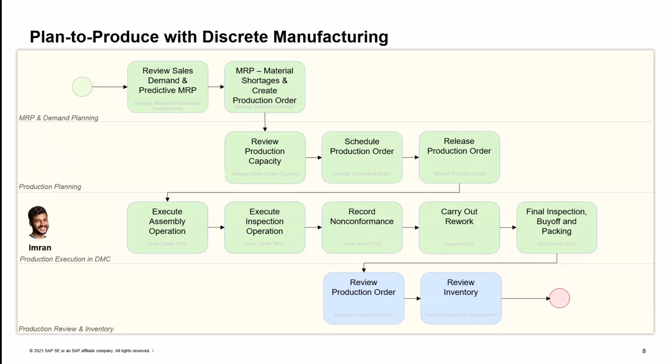Now Im runs on the shop floor, and he will go into the DMC, Digital Manufacturing Cloud, and start by executing the assembly operation, followed by the inspection. In that, he will end up recording a non-conformance, which will create a rework order, which he'll have to carry out. This will lead to final inspection, logging the buy off, and packing the final bike.